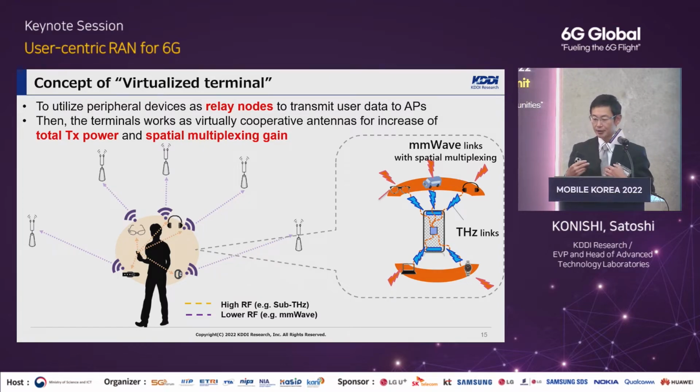Our idea is that the transmission from a smartphone to peripheral devices like a smartwatch uses sub-terahertz. Because sub-terahertz or terahertz is a very high frequency, as you know, the distance for radio transmission is very short, but we may be able to utilize this very high frequency for device-to-device communications. Once the radio signals or data are conveyed to relay nodes like smart glasses, those data will be transmitted to antenna ports or the base station side using millimeter wave. So this is the concept of virtualized terminal we came up with.